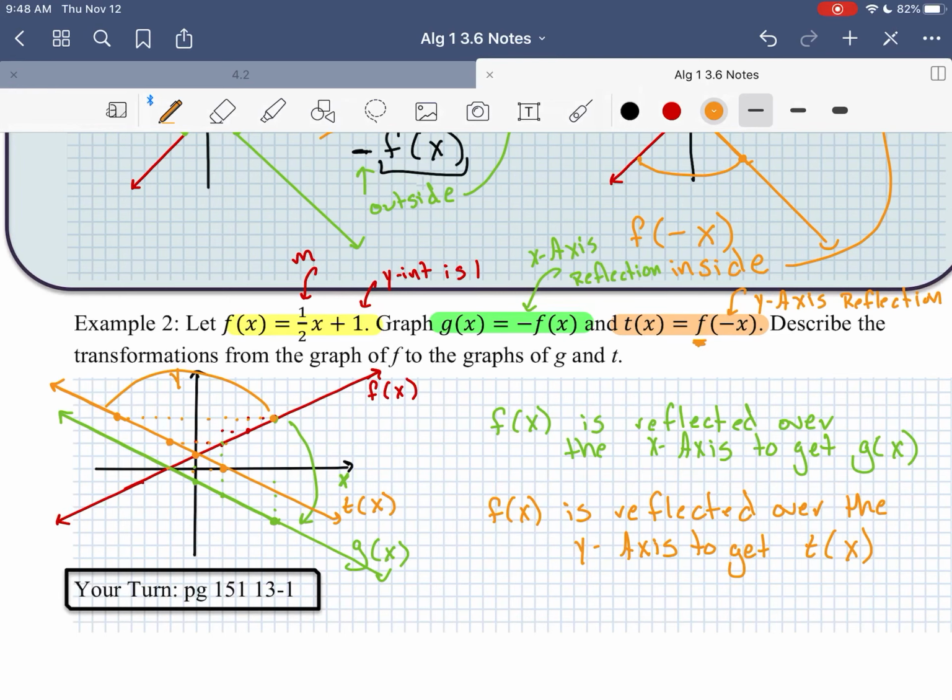All right, now I'd like you to do page 151. Oh, what the world? We're missing some problems there. Page 151, problems 13 through 16. So let's add a 16 to that. Page 151, 13 through 16.